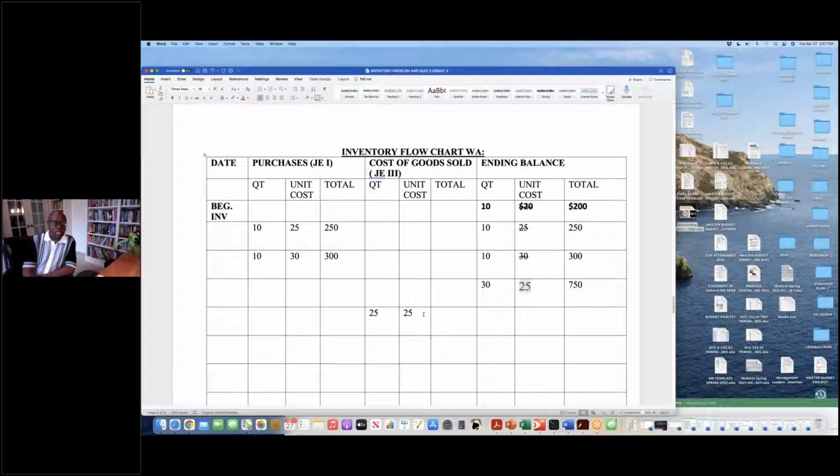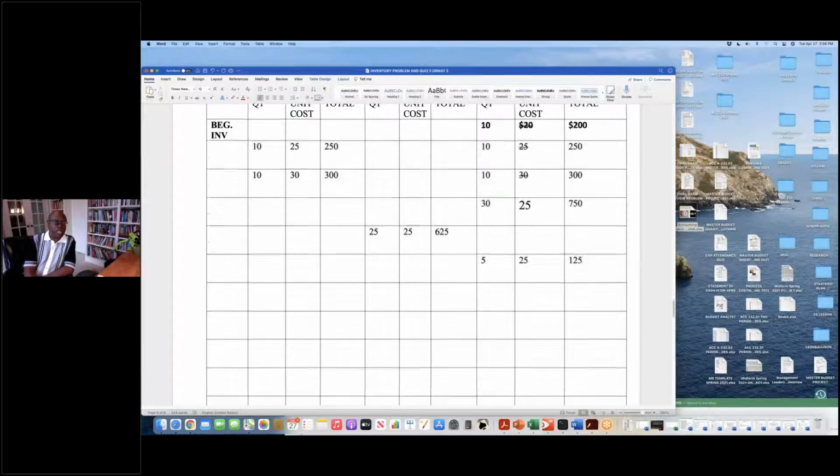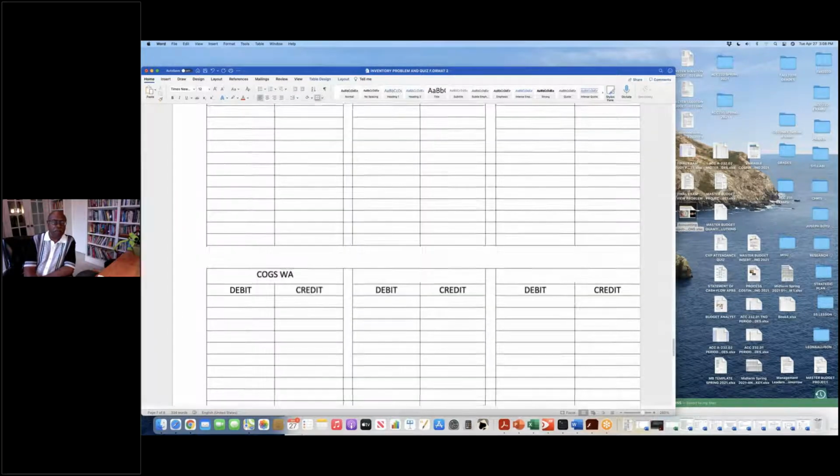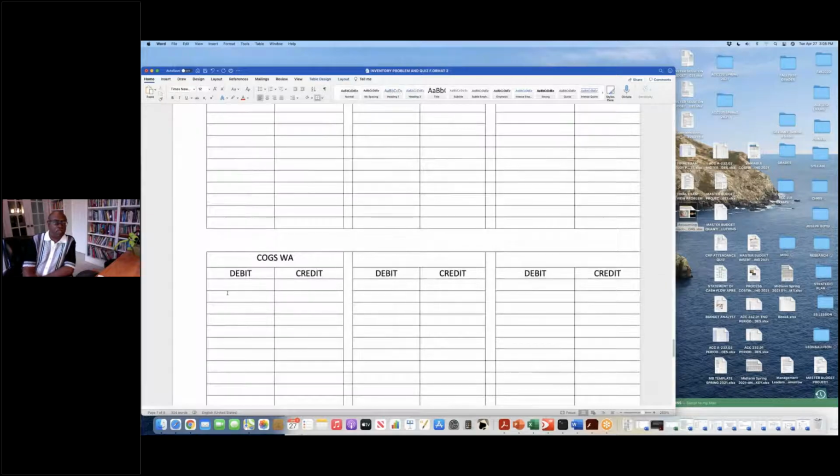So 25 times 25 is what? So that's 625. Yes. And we have what left? We got 5 left at 25, or 125. So to a certain extent, weighted average is easier. Now let's take out 625. We're going to put that here.